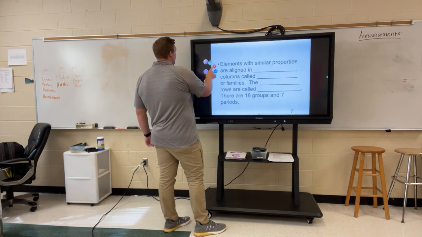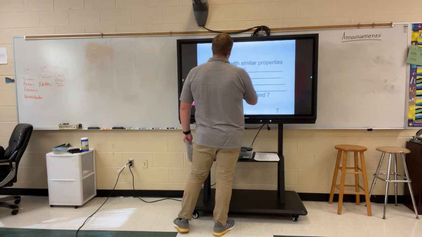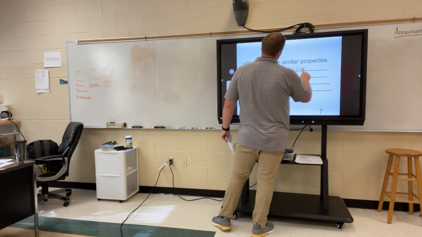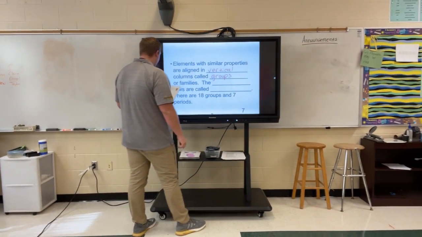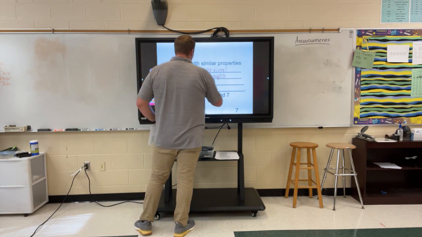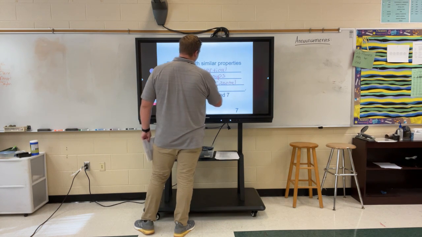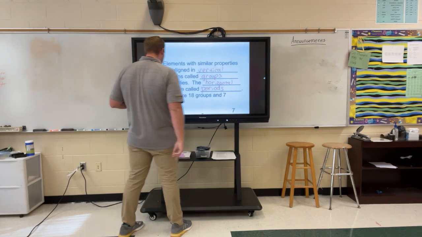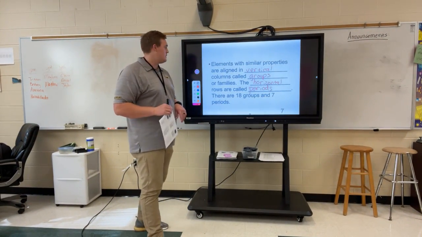So, here's what we found out. Elements with similar properties are aligned in vertical columns called groups or families. And we talked about this last unit, okay? The horizontal rows are called periods, right? So, there are 18 groups and 7 periods.